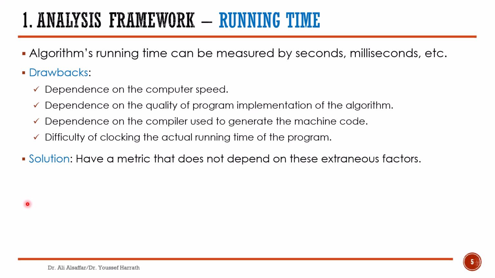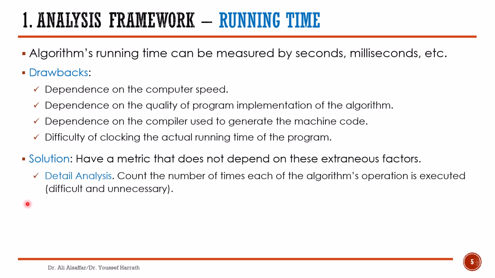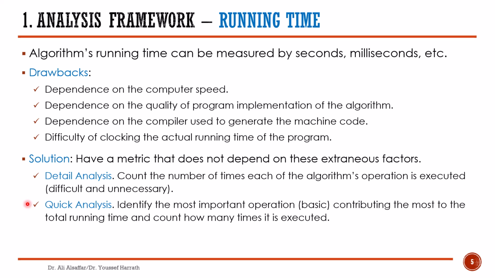We will have two types of analysis. First is the detailed analysis. The second is the quick analysis. In the detailed analysis, we count the number of times each of the algorithm's operations is executed. As you will see later by an example, it is difficult for some algorithms and unnecessary.